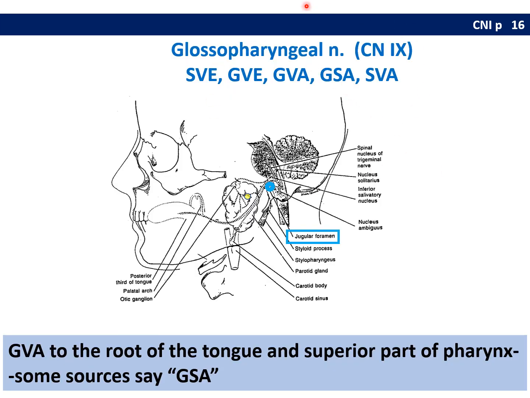The glossopharyngeal nerve is cranial nerve 9. Notice that it has lots of different fiber types associated with it, and it exits the jugular foramen, and there is some inconsistency in your different textbooks where some people call the GVA to the root of the tongue and the superior part of the pharynx GVA or GSA, and so just know that there is a bit of inconsistency there.